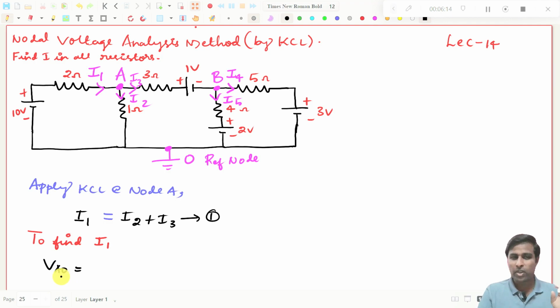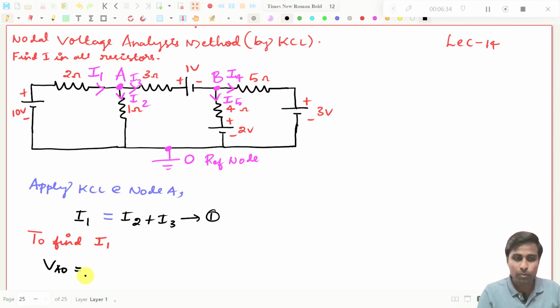So I am going to write what is VAO. You have to start from point O and reach point A. That may be any way. You can travel this way or this way, everything will give you VAO. But I need to cover I1. So what you do? You start from this point, come here. So from minus to plus I am traveling.